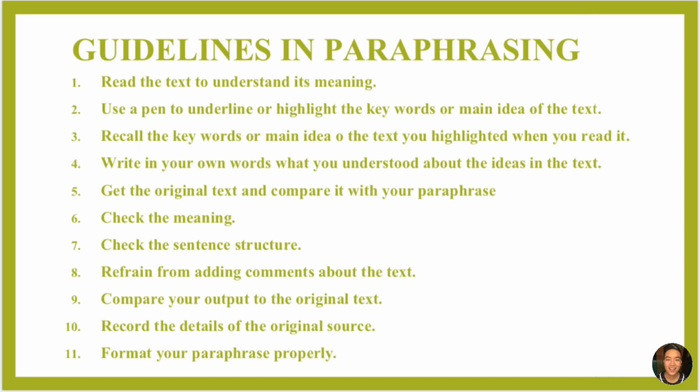Third is to recall the keywords or main idea of the text that you highlighted when you read it. Fourth, write in your own words what you understood about the ideas in the text. So after highlighting the main ideas, after getting the main ideas, after recalling the main ideas that is present in the text, you can now start writing it into your own words based on what you have understood about the ideas. Fifth is get the original text and compare it with your paraphrase.